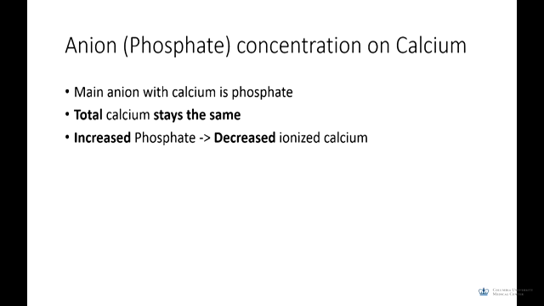Lastly, we're going to go over the effect of the anion or phosphate concentration on calcium. Same idea as H+, really. The total calcium stays the same, but because you now have more phosphate that's available to complex with calcium, you would have decreased ionized calcium if you have an increase in phosphate levels.